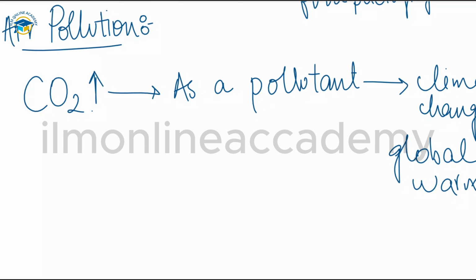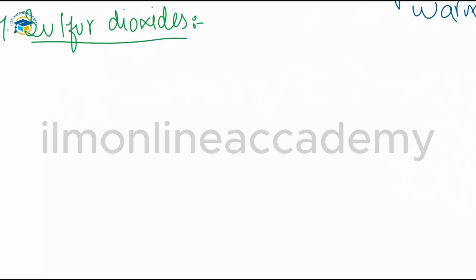So we will talk about the air pollutants one by one. In this chapter we have some air pollutants, so we'll discuss them one by one. First of all, we have sulfur dioxide, or oxides of sulfur. First we'll talk about the production of this air pollutant, so from where it is produced or how it is produced.